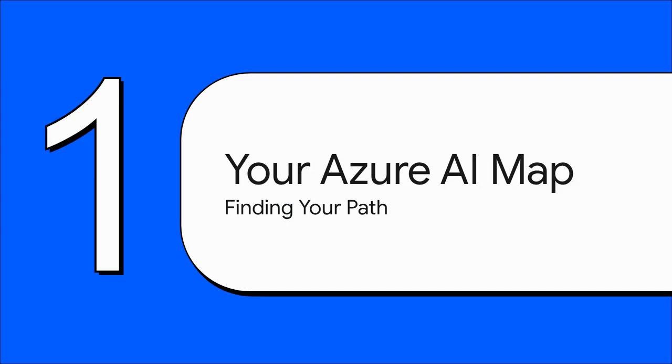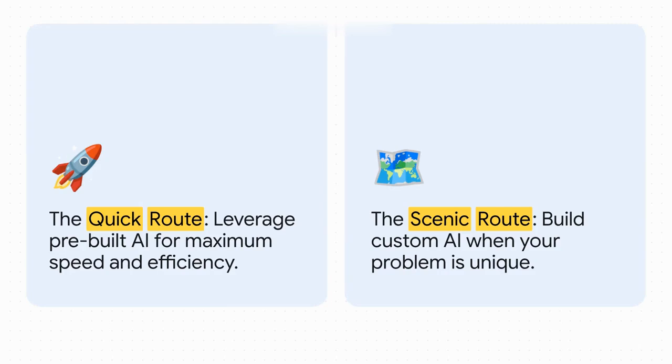In this first part, we're just going to get a high-level view of the landscape and understand the big choices you have to make right at the beginning. Okay, so the most important thing to get about the Azure AI world is that there are basically two ways to go. Think of it like a fork in the road. On one side, you've got the quick route using pre-built AI. This path is all about speed and using stuff that's already been made for you. On the other side, you've got the scenic route, where you build custom AI from scratch. This is for when your journey is totally unique and you need to blaze your own trail.